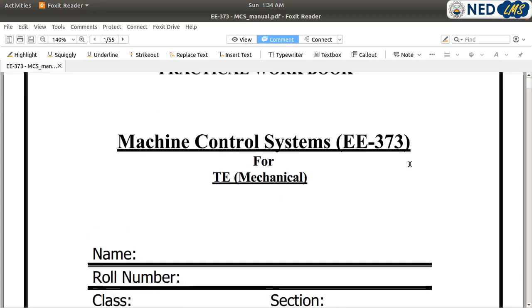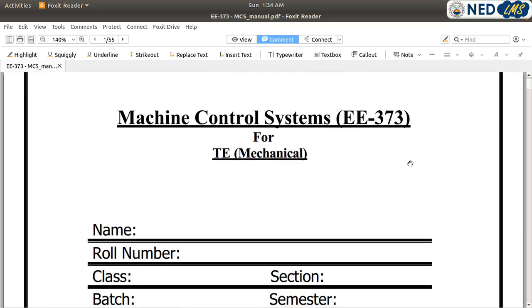We have comprehensively covered the theory portion of this course. Here I have opened the lab manual of machine control system, containing experiments about the concepts we have developed so far in theory lectures. The experiments are conducted using the most widely used simulation software, named MATLAB. I assume all of you have installed this software on your computers.